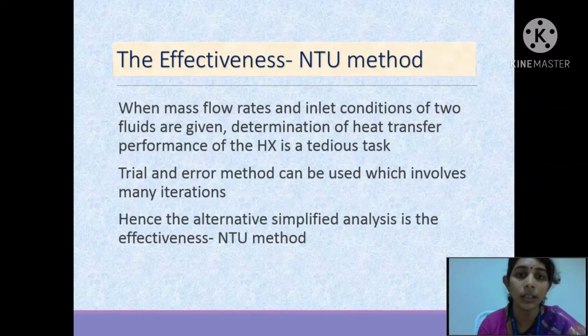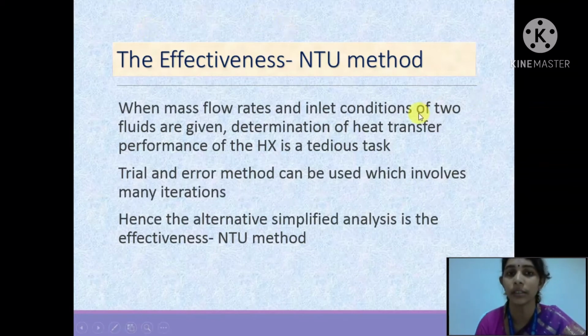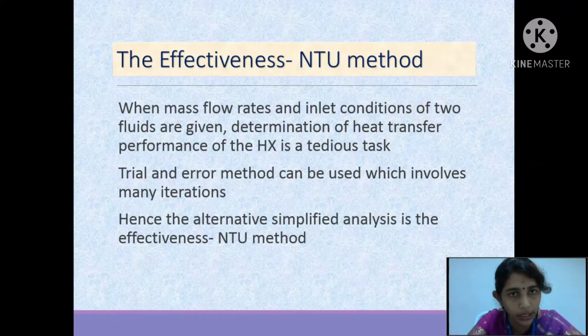So this is all with the LMTD method: parallel, counter and cross flow. For these three flows, how to determine the log mean temperature difference we have seen. The next is the effectiveness NTU method. So this case is slightly different. Mass flow rates will be given to us, inlet conditions of hot fluid and cold fluid will be given to us, but we do not know the outlet condition, that is, the expected outlet temperatures we do not know.